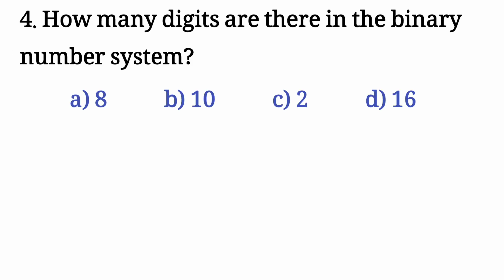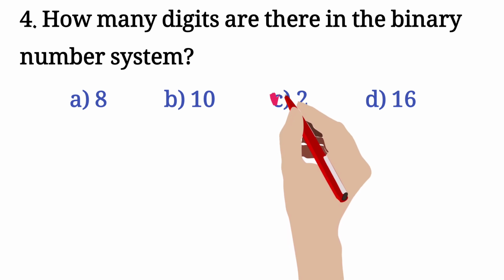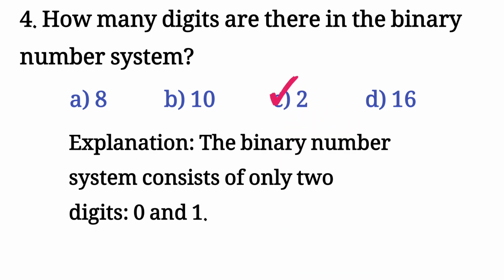Question number 4. How many digits are there in the binary number system? 2. The correct option is option C. The binary number system consists of only two digits, 0 and 1.